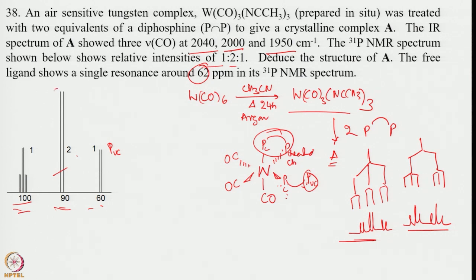So this one is for the P chelated ones, and then this is for the P from the monodentate ligand, the dangling one, and this is for the uncoordinated one. So the interpretation is done here.